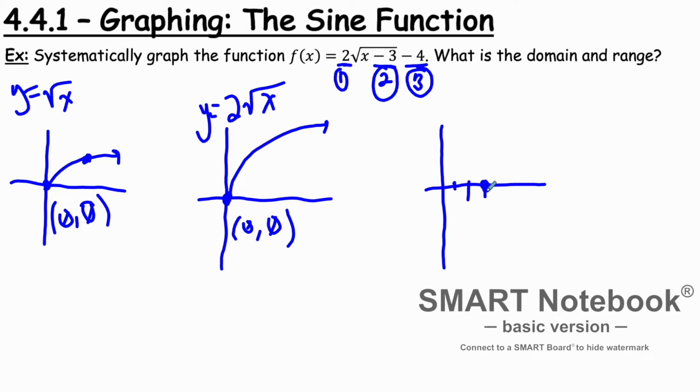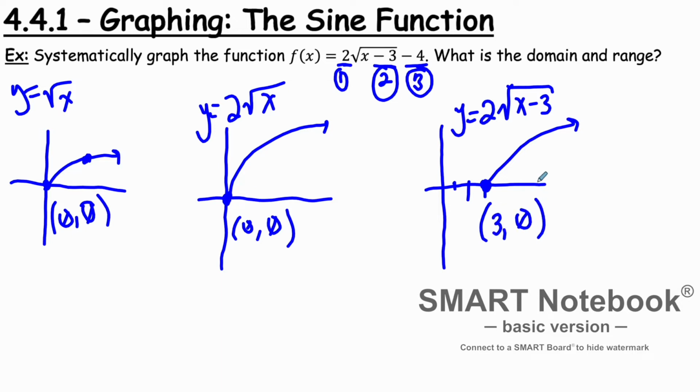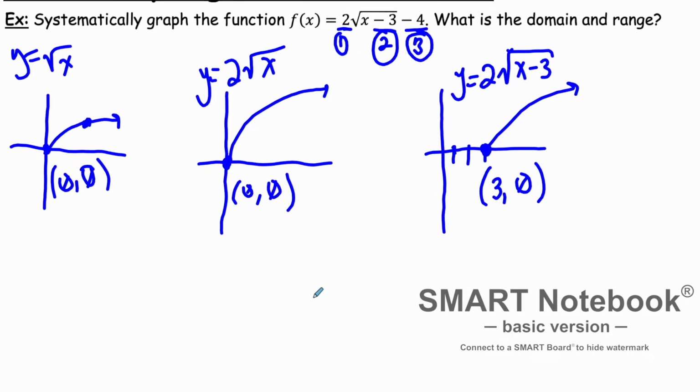So here is my new point, and it will have that same general look to it. So what I did here was 2 square root of x minus 3. All right, my new point, instead of 0, 0, is now at 3, 0. Okay, so I moved it over 3, and it's now at 3, 0. And the last step here is the -4.